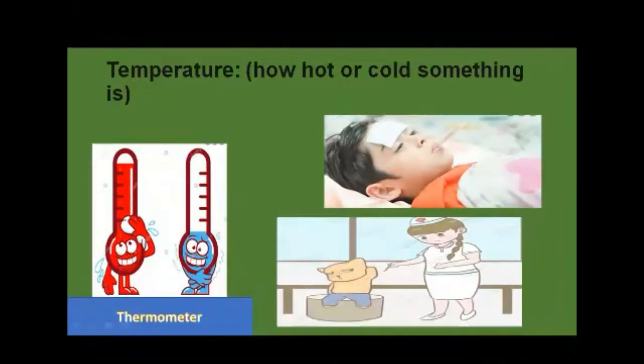The thermometer is used to check the temperature, the degree of hotness and coldness of the body. A thermometer shows how high our body temperature is when we have a fever. So doctors and nurses use a thermometer to check our body temperature. Beta, I'm repeating again. Temperature is the degree of hotness and coldness, and the thermometer is a device used to measure body temperature. We can also check the temperature of the air with the thermometer. Okay, got it?